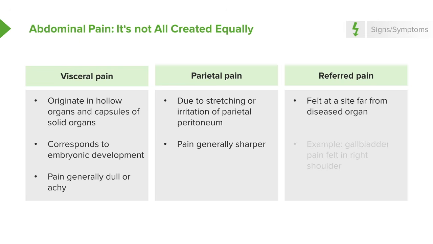Then the referred pain is the last kind of pain. Referred pain is felt at a site far from the diseased organ. The classic thing that we think about when we think about referred pain is gallbladder pain felt in the right shoulder. So when someone has cholecystitis or potentially biliary colic, that pain may radiate to the right shoulder. So you want to make sure you're thinking about that.